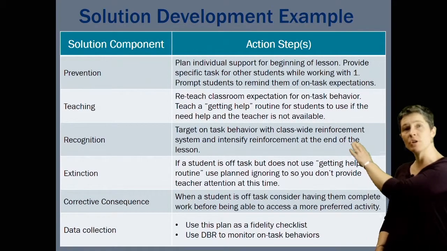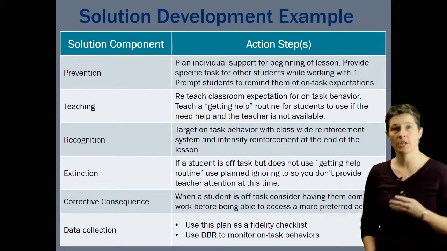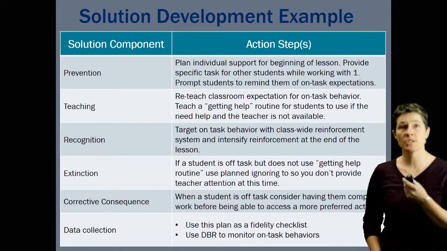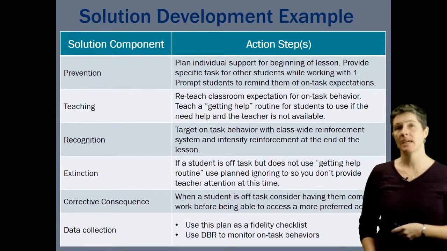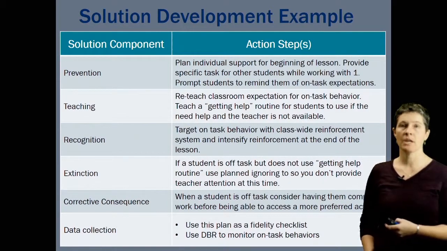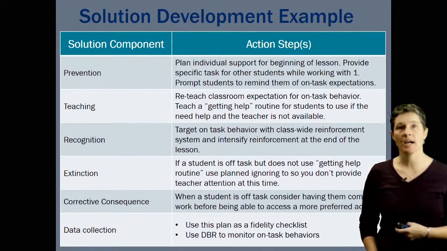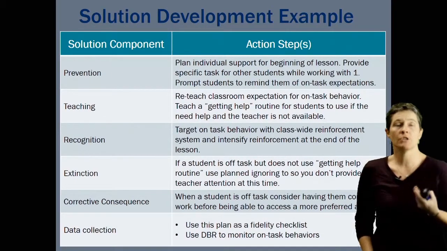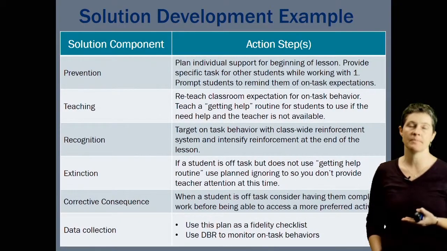What are the ways that you can recognize the appropriate behavior? You're going to target on-task behavior with your class-wide reinforcement system. Notice when kids are doing a good job staying on task, even when you're not able to be right there working with them. So you might use your class-wide token economy and just intensify the reinforcement for this particular behavior during this particular time of your lesson.